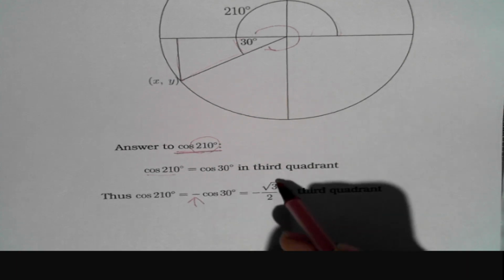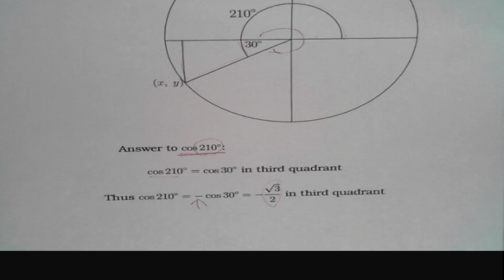Cosine 30 was root 3 over 2 from the 30, 60, 90 degree triangle. But all the values you remember, okay? It's very convenient. And then you determine the value is negative. So you could get the value here.